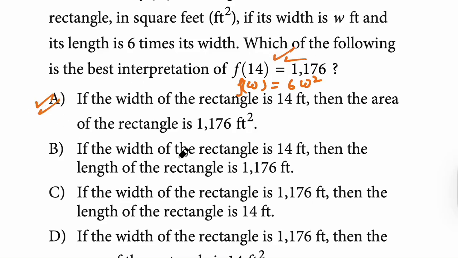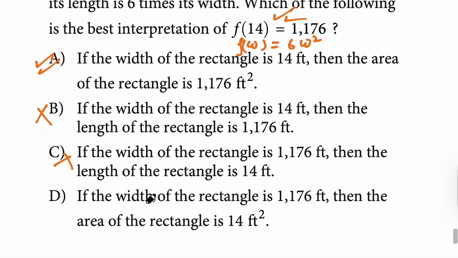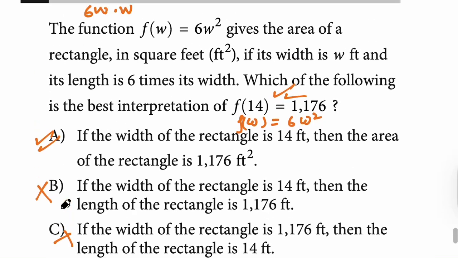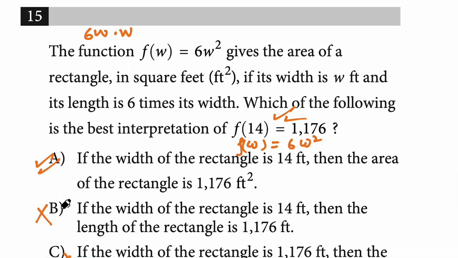It's not length. If the width of the rectangle is 14 feet, then length is, no, the question is saying length is 6 times the width, right? We have to just read this data. If the width of the rectangle is this, then the length of the rectangle is 14 feet. No, 1176 is area. And area is 1176. So you have to just read this data, right? Okay, I hope that is clear.